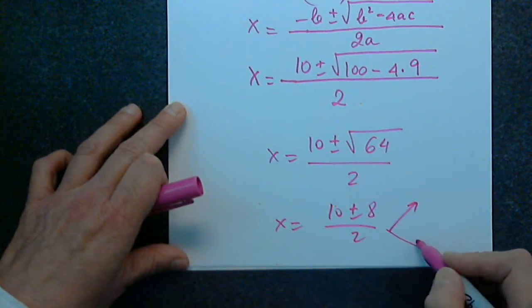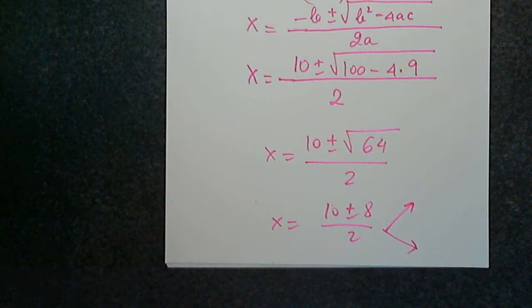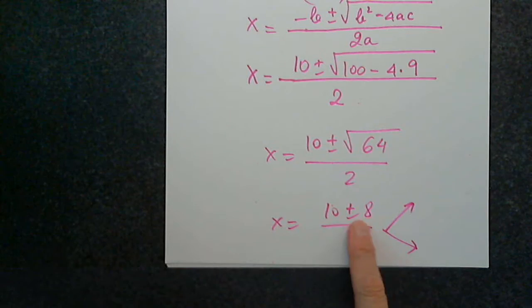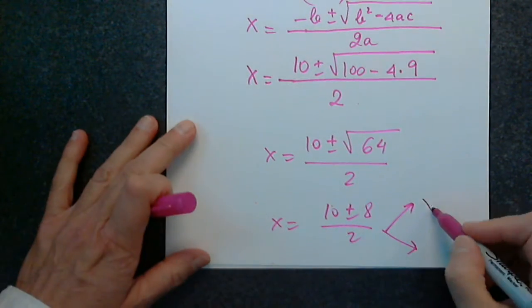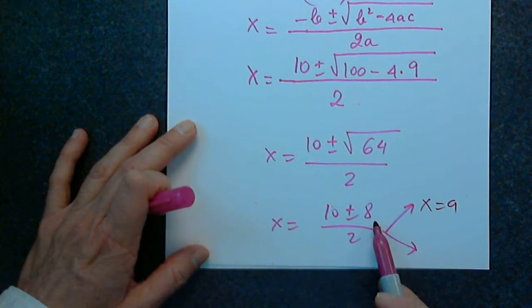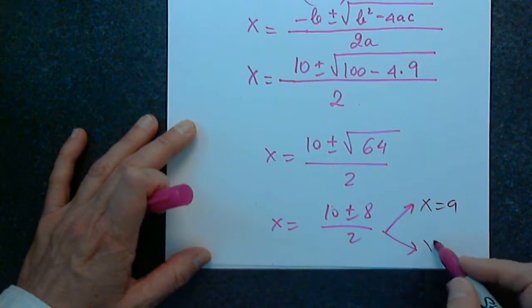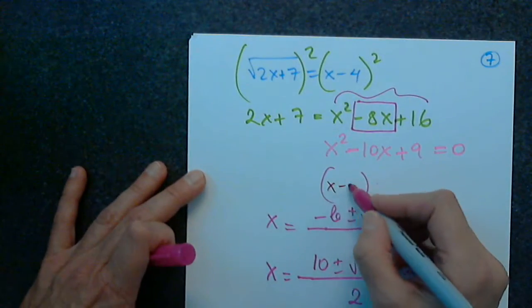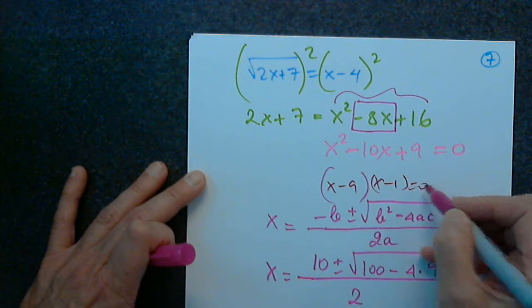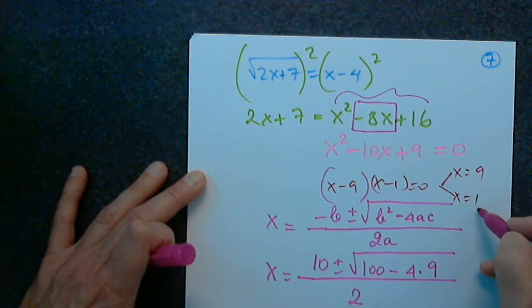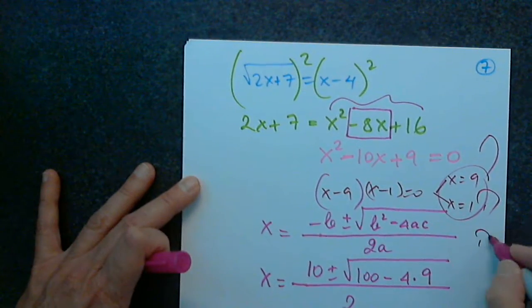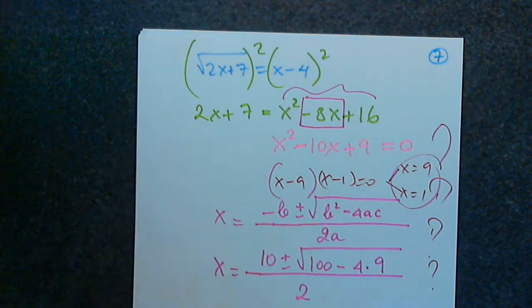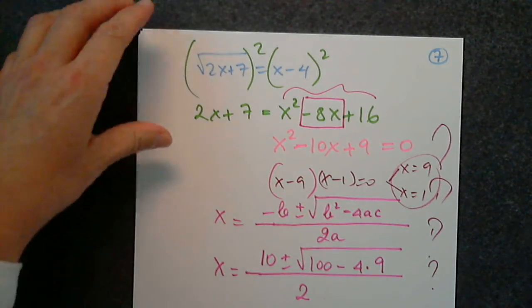And now we have to separate these two solutions because we can. So 10 plus 8 divided by 2. Very good. Awesome. And 10 minus 8 divided by 2. That's it. Or we could have done this, x minus 9 and x minus 1, and we would have gotten the same solutions. However, it's not good enough. We squared both sides, so we are forced to go back to the original problem and check those solutions.